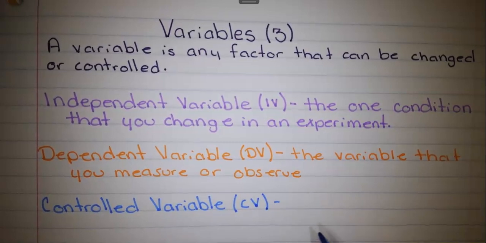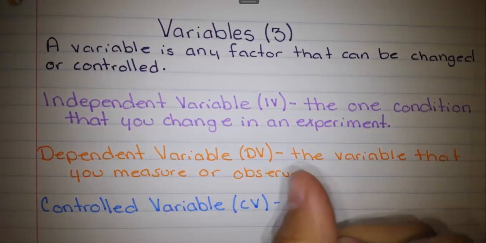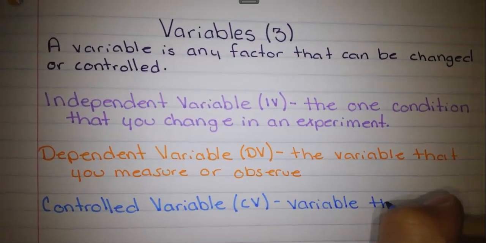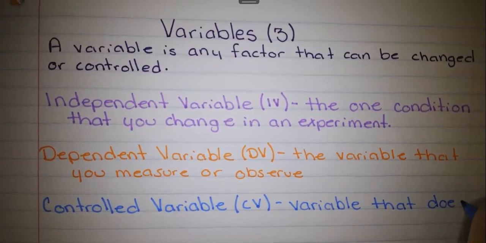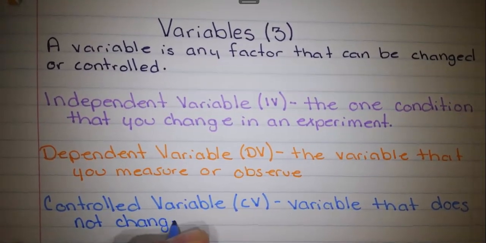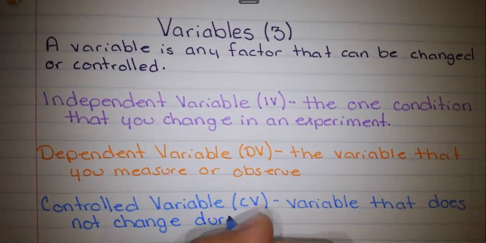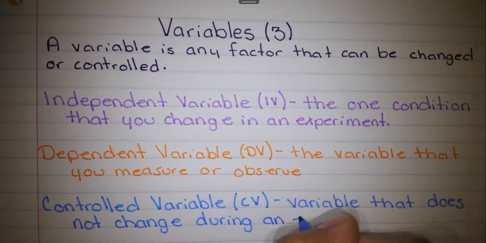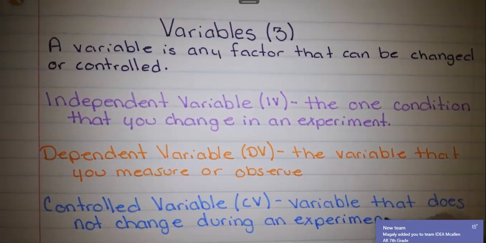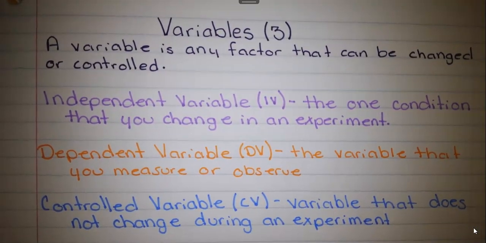Then our last type of variable is going to be your controlled variable. Or it can also be called control group. And it's a variable that does not change during an experiment. Okay, it's not going to change during the experiment.